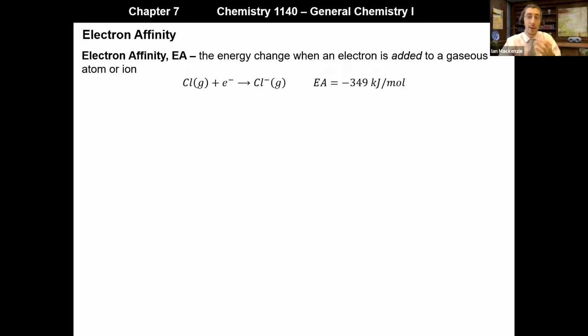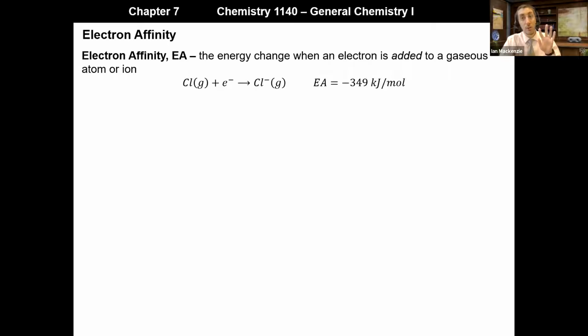Now, one thing we must highlight here, it may seem as though electron affinity is the opposite process of ionization energy, but the two are not opposites. In one case, with electron affinity, we start out with a neutral atom and we add an electron to go to an anion. The reverse process of that would be starting with an anion and removing an electron to go to a neutral atom. But that's not the same as ionization energy.